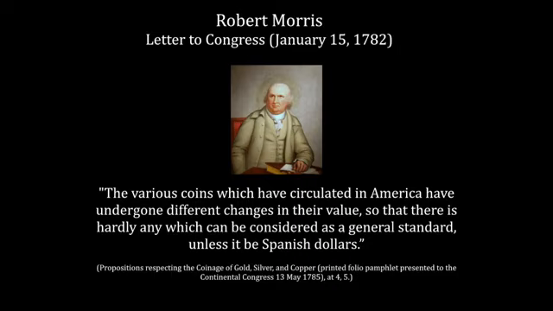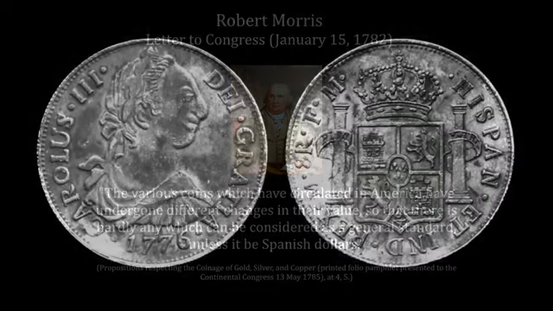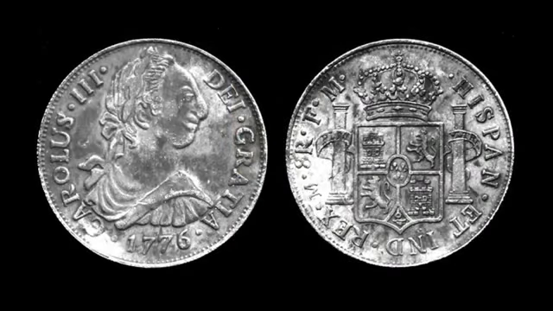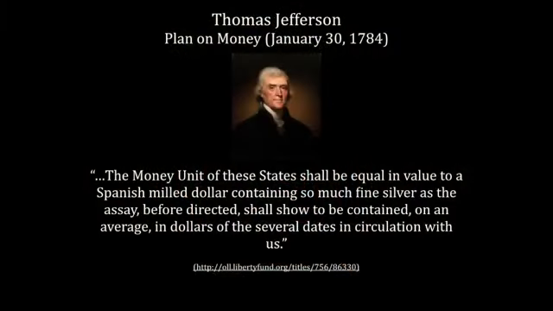Morris here recognizes that there have been multiple coins circulating with changing values, and suggests that the Spanish dollar be the standard to judge other coins. On January 30, 1784, Thomas Jefferson, in his Plan on Money, echoed Morris's view on the Spanish dollar, but took it a step further. "The money unit of these states shall be equal in value to a Spanish milled dollar, containing so much fine silver as the assay, before directed, shall show to be contained, on an average, in dollars of the several dates in circulation with us."